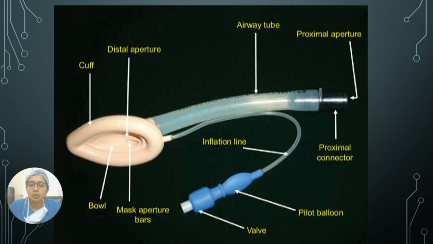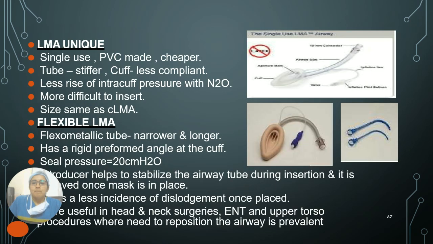aperture bars. Then we have an airway tube, inflation line, and a pilot balloon with a one-way valve and a proximal connector. PVC made, cheaper, less rise of intracuff pressure with nitrous oxide, more difficult to insert, sizes same as classical LMA. Flexible LMA: flexometallic tube, narrower and longer, has a rigid preformed angle at the cuff. Seal pressure is equal to 20 centimeters of water. Introducer helps to stabilize the airway tube during insertion, and it is removed once it is in place.